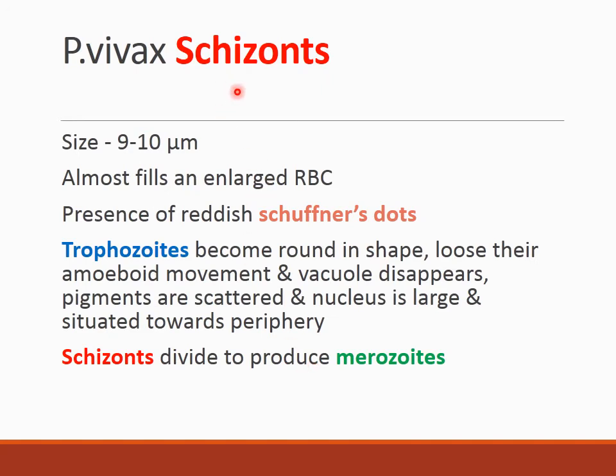Plasmodium vivax schizonts, size is 9 to 10 micrometer. They almost fill an enlarged RBC. They also show the presence of reddish Schüffner's dots. These schizonts are formed from the trophozoites. Upon these changes, trophozoites become round in shape, lose their amoeboid movement, and vacuoles disappear. Pigments are scattered, and the nucleus is large and situated towards the periphery. So upon all these changes, the trophozoites are converted to schizonts, and further schizonts will divide to produce merozoites.